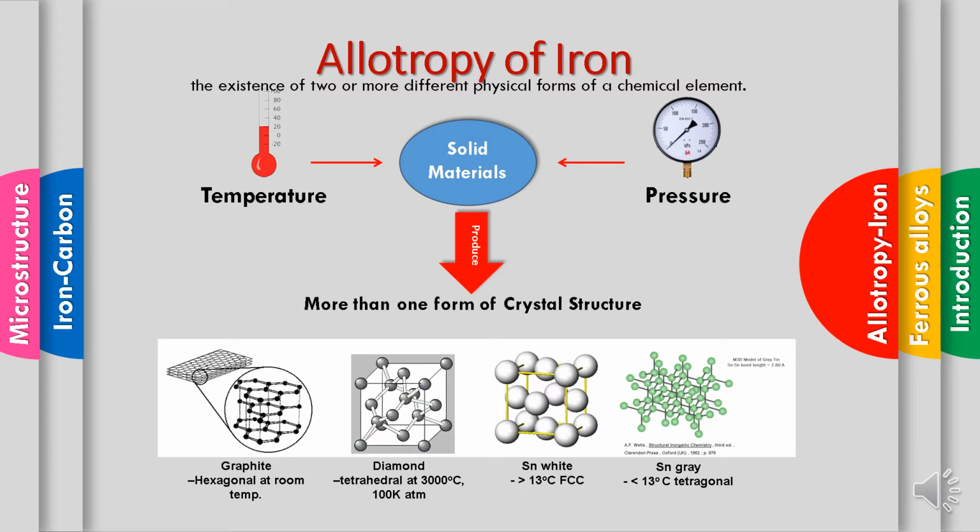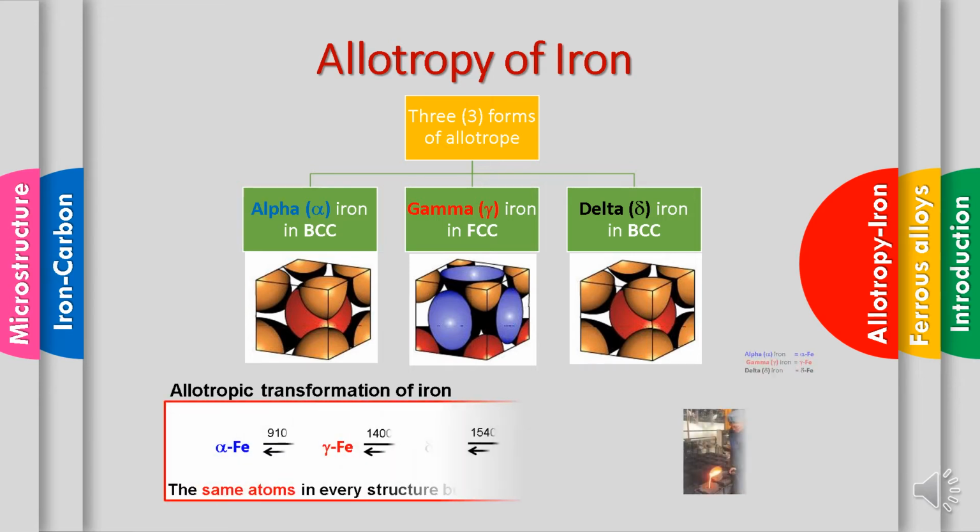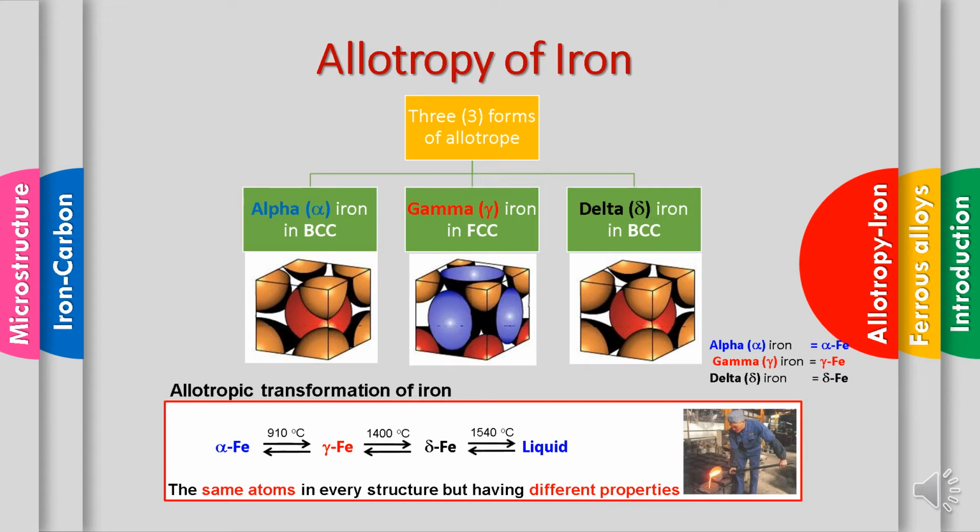And in the case of tin, it varies from white tin to gray tin, with a different atomic arrangement. In the case of allotropy of iron, there are three forms. The first one is alpha iron in the BCC structure, then gamma iron in FCC, and also delta iron in BCC. So basically, the transformation of iron is due to pressure, and also due to the difference of temperature.